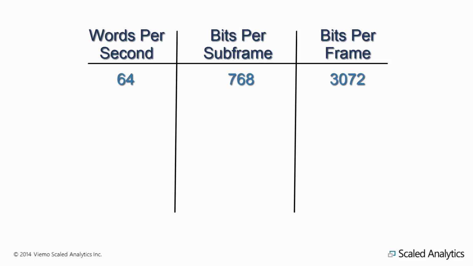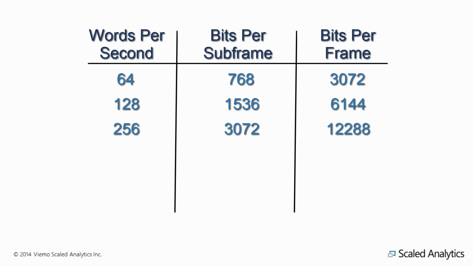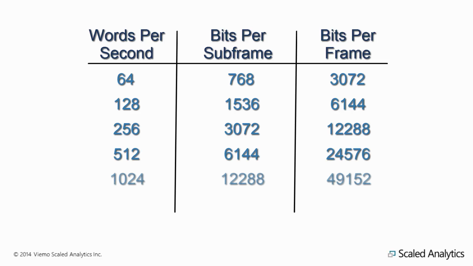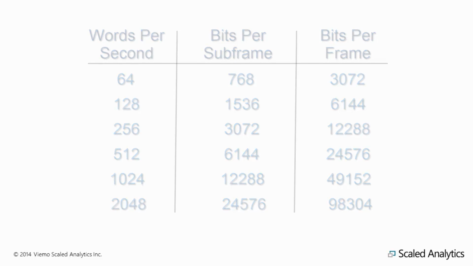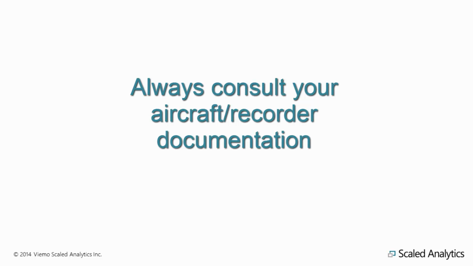In addition to 64 word per second, standard data frame sizes include 128, 256, 512, 1024, and even 2048 word per second. But also be aware that some quick access recorders may use non-standard sizes such as 127 words per second. Also keep in mind that some recorders use word sizes other than 12 bits. Always consult the documentation for your aircraft. Regardless of the frame or word size though, the basic concepts do remain the same.